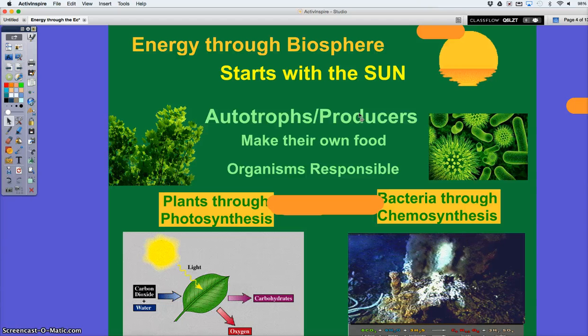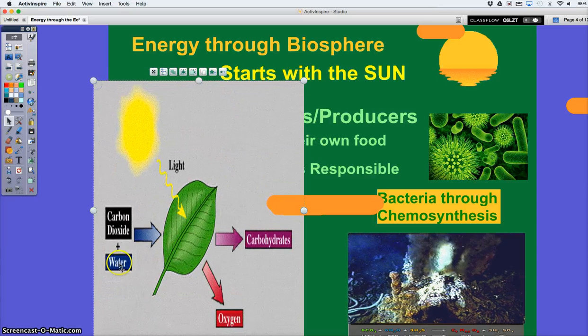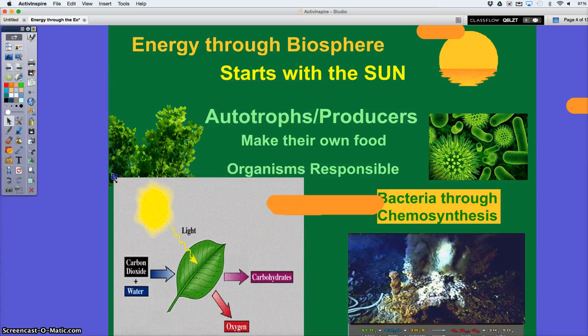Chemical. What's the chemical energy? Glucose, okay? What do they need besides sun to make glucose? Water and carbon dioxide. And they make glucose with oxygen, okay? So sun drives this reaction, as you see here. Carbon dioxide comes in, water comes into the leaf of a plant, light drives that reaction, and it produces carbohydrates or glucose and oxygen. What's the chemical formula for glucose?